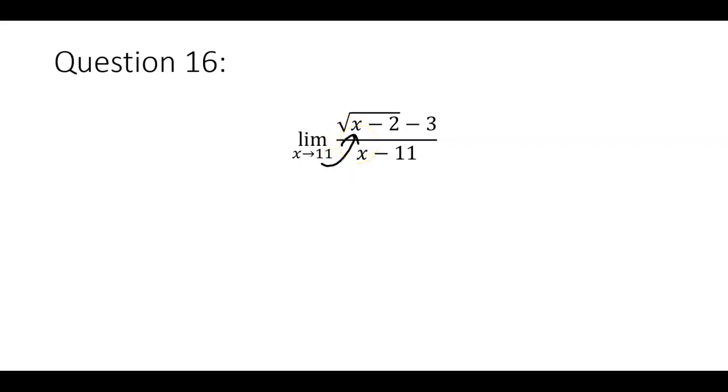Now if I plug in 11, I'm going to have 11 minus 2, which is 9. And then 9 minus the square root of 9, which is 3. And 3 minus 3 is 0. So I just get 0 on the top. And if I plug in 11 to the bottom, 11 minus 11 is also 0. Now you might think, oh boy, L'Hopital. Well, I wouldn't recommend that. I've found that L'Hopital doesn't work really well with these radical ones, and it actually just makes things messier.